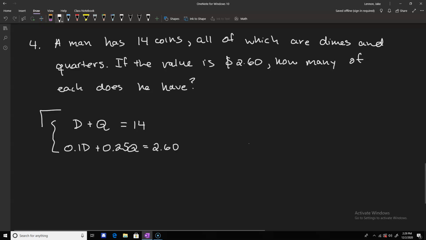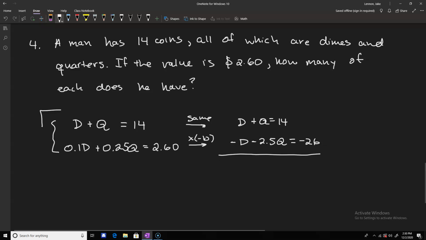system of equations. So the way I'm going to solve this is I'm going to keep the top equation the same, and I'm going to multiply the bottom equation by negative 10. That way we'll have negative D on the bottom. So we have D plus Q equals 14, and then on the bottom we'll have negative D minus 2.5 Q equals minus 26. So now when we add, we eliminate the D.